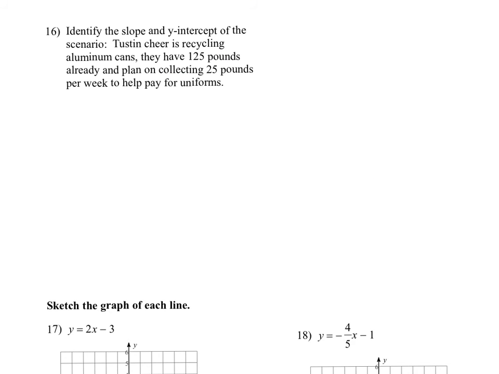All right, same idea here on number 16. So for this one, it says Tustin Cheers is recycling aluminum cans. They have 125 pounds already, and they're planning on collecting 25 more pounds per week. So it looks like here the 25 pounds per week is going to be our slope because it's over and over and over again. They're going to keep collecting 25 pounds more every week, whereas the 125 is our beginning amount, so that's the y-intercept. Our starting amount is going to be $95. Or sorry, not $95, 125 pounds. I don't know where I came up with that.